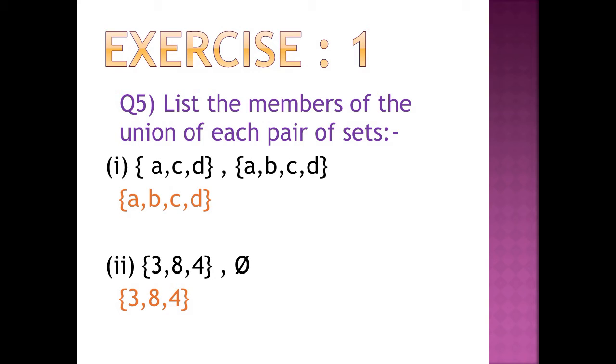I have B in the second set. I will write B in the union of sets. I have C in both of the sets. I will write C only one time. I have D in both sets. I will write D only one time. A, B, C, D is the union of these two sets.